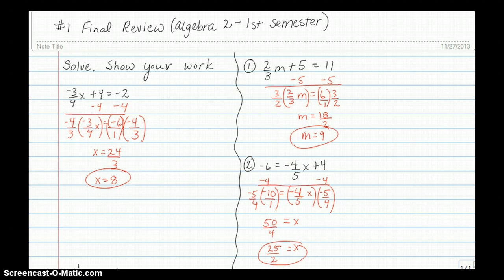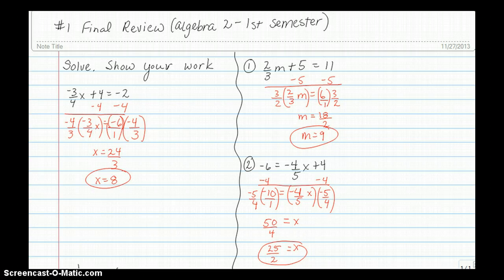#2 is -6 equals -4/5 x plus 4. It doesn't matter that you don't have the variable on the left, so you end up subtracting 4 from both sides. So it is -10 equals -4/5 x. You want to get the x isolated, so you're going to multiply -4/5 by its reciprocal to get 1x, or x, which is -5/4. So negative times a negative is a positive. Multiply the left side, or the -10, by -5/4. You may want to put a 1 underneath the 10.